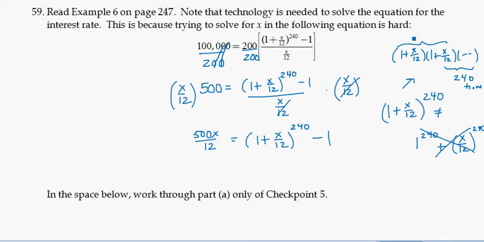Just these two alone would require us to use that acronym FOIL for distributing. But now we have to do it 240 times. That's a monster. There's no way we're going to actually expand that out. So if we can't expand that out, we're not going to have any hope of combining the x terms. So we do need to use technology to solve something like this. So you're not going to have to be able to do that. You're just going to be doing part A of checkpoint 5.